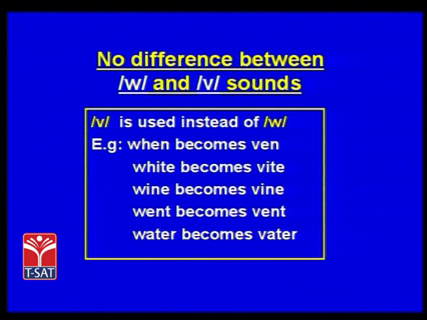We talked about this earlier when we were discussing consonant sounds. And we also looked at this when we brought out the w and v distinction. You have a lot of examples out here. White becomes vite. Wine becomes vine. In fact, both are English words. Wine is, in fact, brought from the grape vine. Went becomes vent. Water becomes vater, and so on.